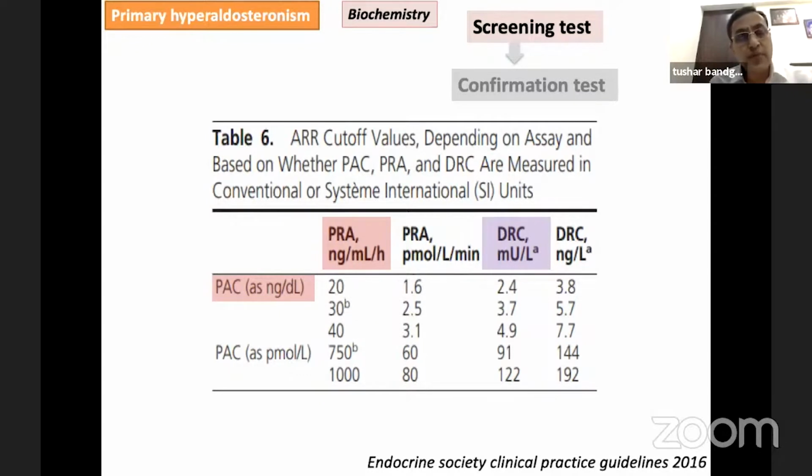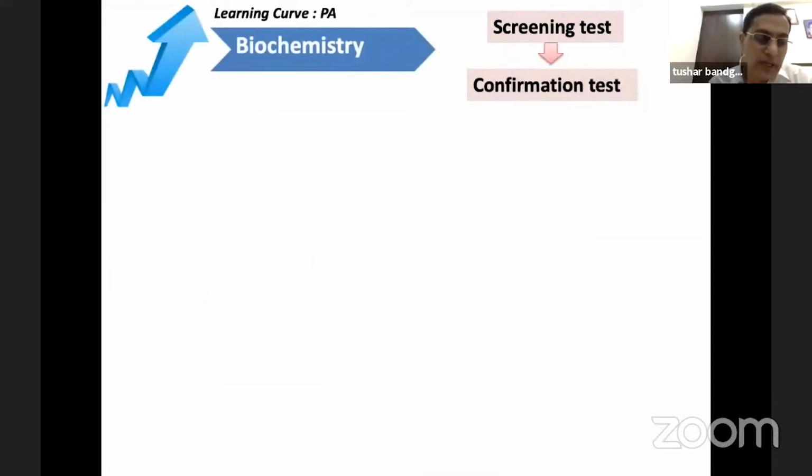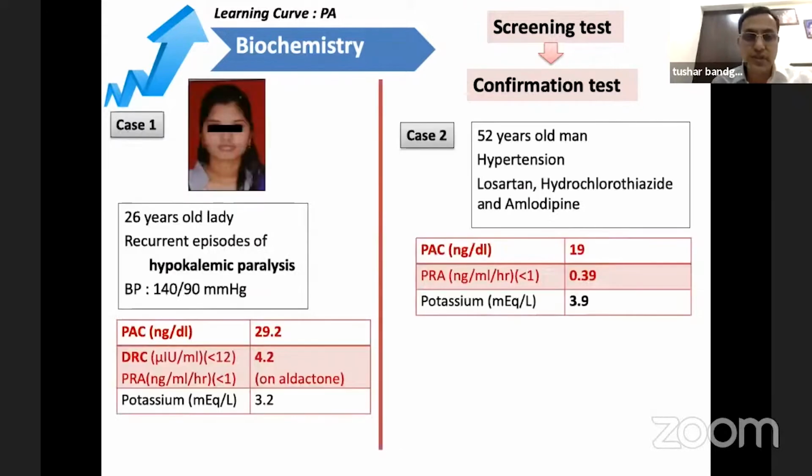When you talk of a 6% prevalence in hypertension and you need to screen so many patients of hypertension, you need a test which has good throughput as well as fast answers. And we would do the test in a screening mode first, followed by a confirmation test. So what are the nuances, or the learning points? I'm going to share a few cases which we are going to see now.